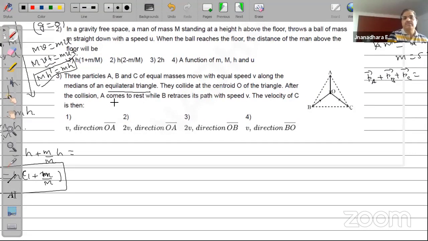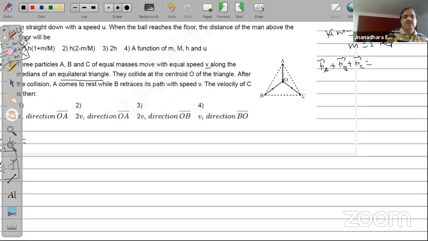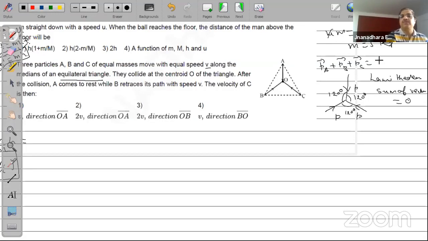Problem number 3. I was asking you this question: if the momentum of each of the particles coming towards the center has the same velocity and the same mass, what will PA plus PB plus PC be equal to? You will find that you have 3 vectors of the same magnitude. From Lamy's theorem, you can show that the sum of the vectors should be equal to 0, because the angles are all the same, 120 degrees, and the vector magnitudes are the same, and therefore the sum of them will be 0.